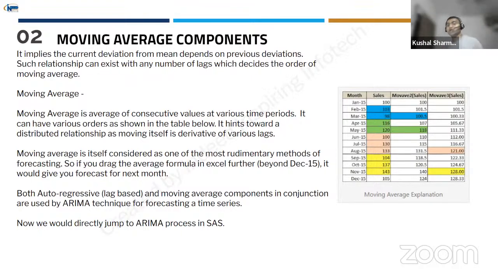You have selected two, you have selected three, how many have you selected? So moving average is the average of consecutive values at various time periods. It can have various orders as shown in the table below. It hints towards a distributed relationship, as moving average itself is a derivative of various lags. So moving average is itself considered as one of the most rudimentary methods of forecasting. But we have auto-regressive as well. So both auto-regressive, that is lag-based, and moving average component in conjunction are used by ARIMA techniques for forecasting time series. Now we would directly jump to ARIMA process in SAS.